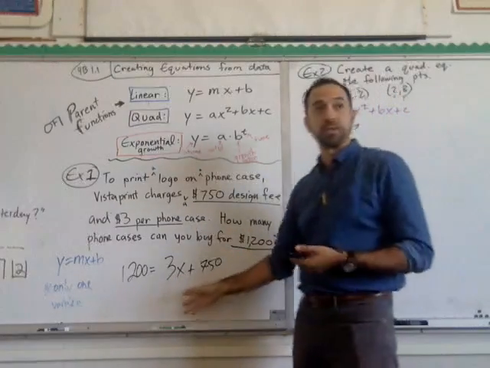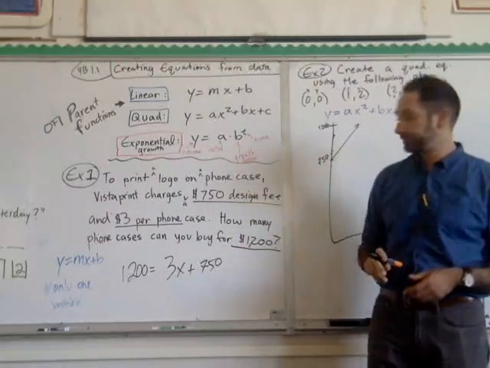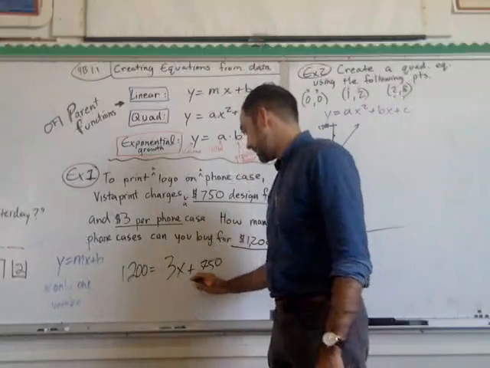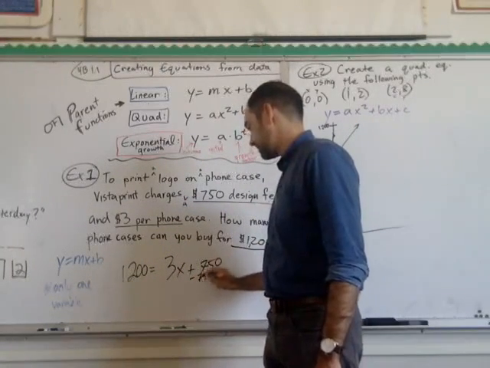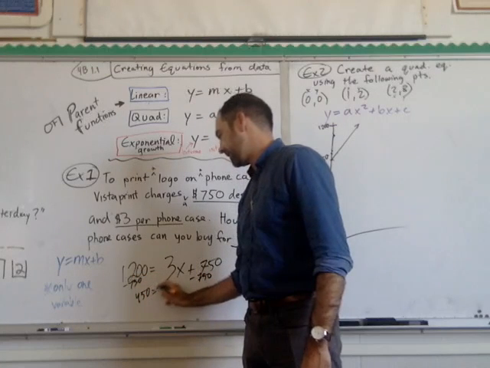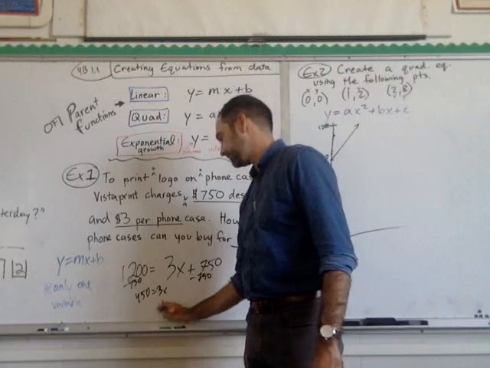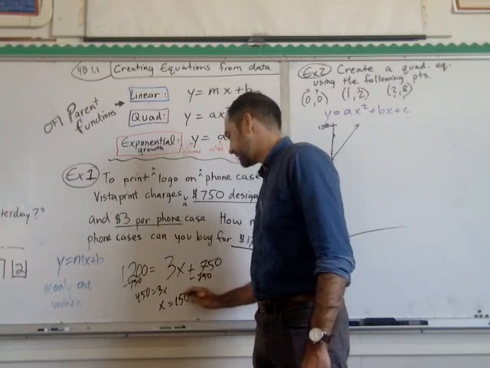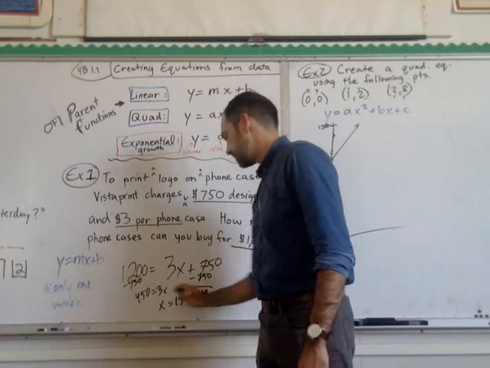So tomorrow we're going to learn how to get this graphically. But now I want you to just solve for x. How many t-shirts should we get? Or how many phone cases? Let's subtract this. So we get 450 is equal to 3x. x is 150 cases.